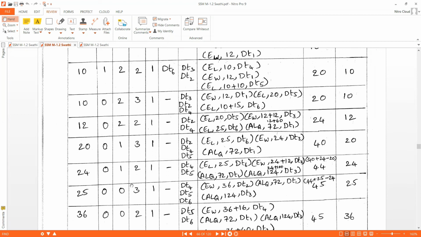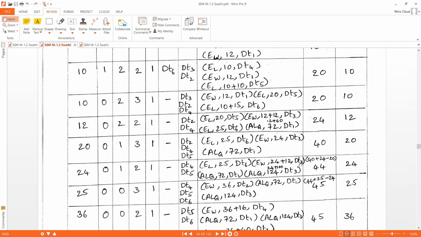At the loader we have only one truck, that is DT6. At the weighing queue we have two trucks, DT4 and DT5. At the scale we have one truck, that is DT2. The other two trucks are traveling now.